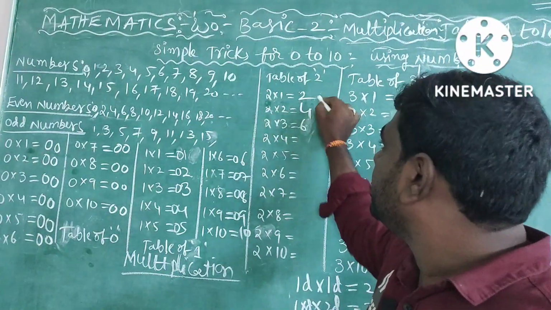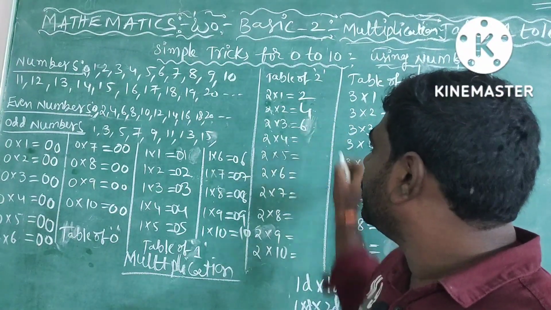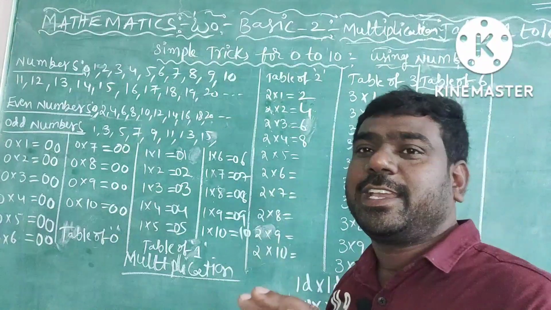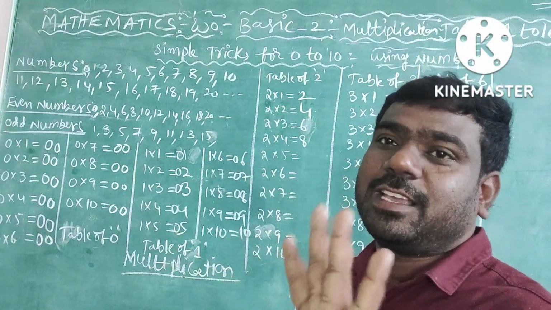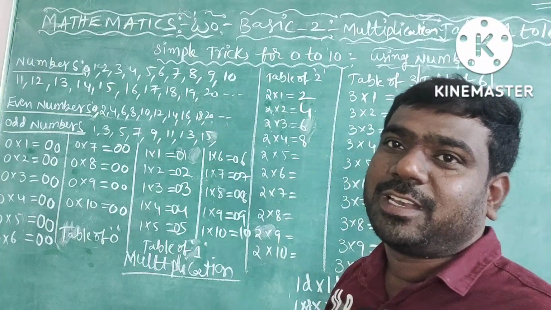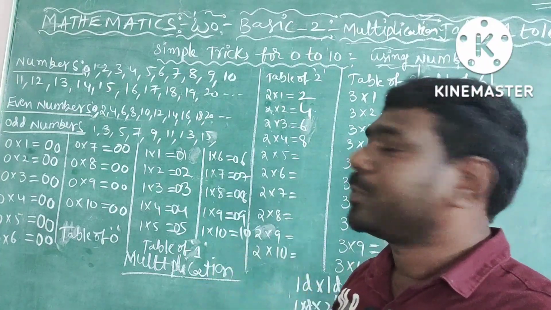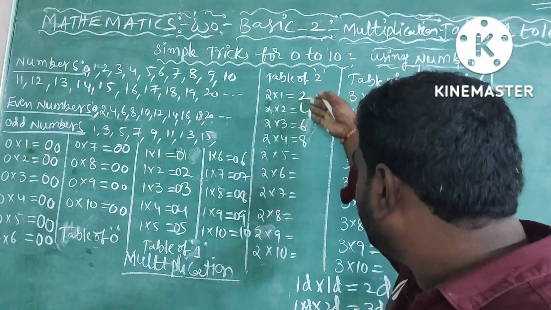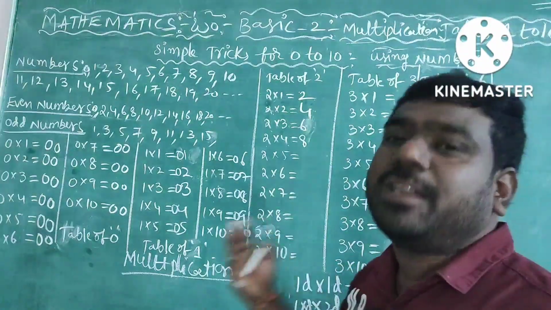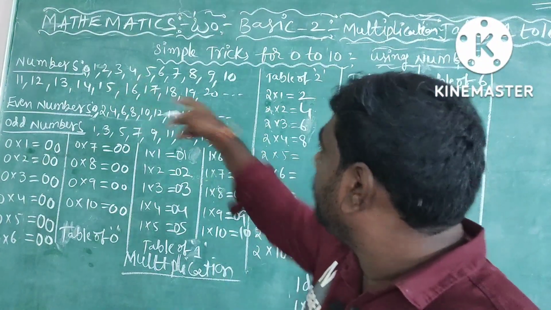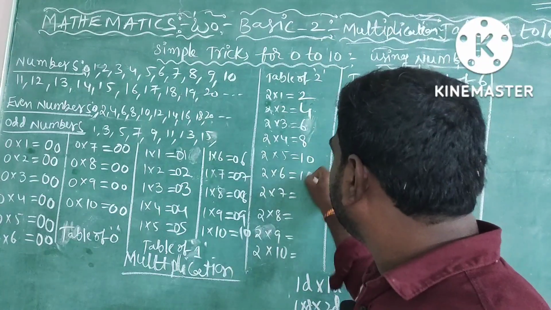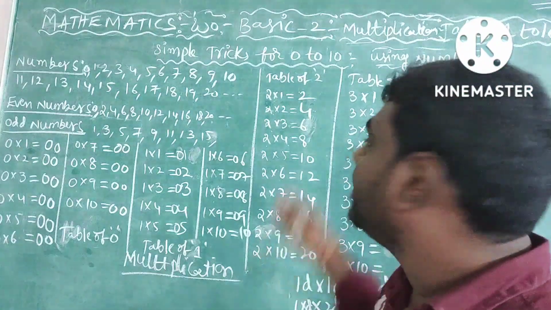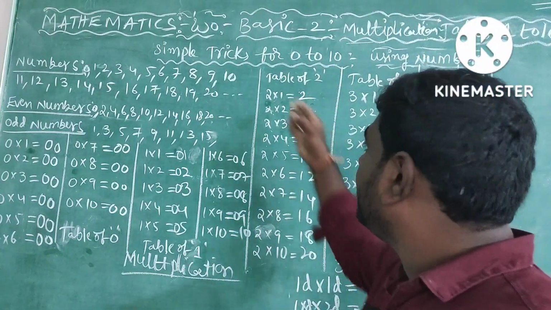See here, 2 ones are 2, 2 twos are 4, 2 threes are 6, 2 fours are 8, or 2 times 4. I am reading the tables in 3 ways, not in a single way, because you have to remember it like this. So 2 times 4 is 8. What do we have to write here? The even numbers from 2 up to 20, right? 2, 4, 6, 8, 10, 12, 14, 16, 18, 20. Yes or no? These are the answers for the 2 table.